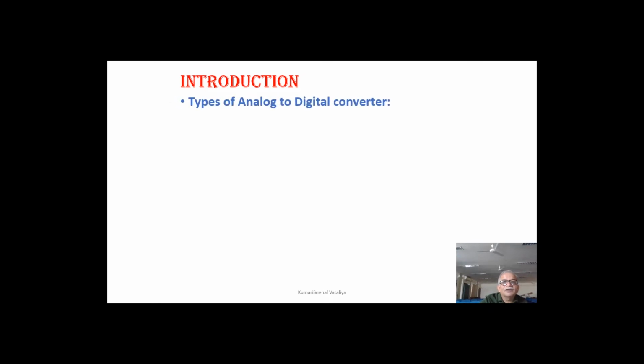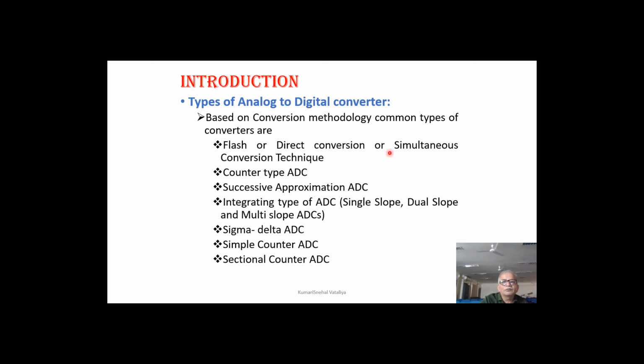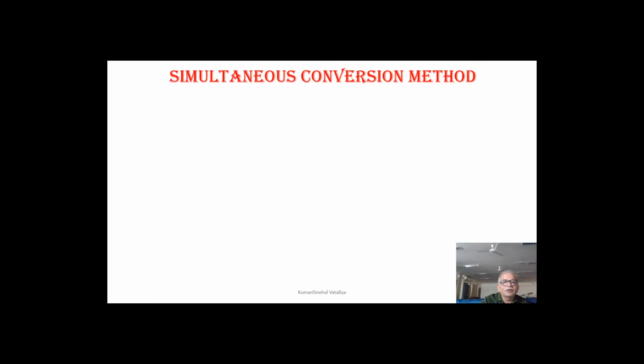Now types of analog to digital converters. Based on conversion methodology, common types of converters are flash or direct conversion or simultaneous conversion technique. This is the fastest. Then there is a counter type ADC which is very slow. Successive approximation ADC is comparatively faster. Integrating type of ADC, single slope and dual slope or multi slope ADCs, are extremely slow, the slowest but most accurate. Then sigma delta ADC, again very slow. Simple counter ADC is slow, and then sectional counter ADC is fast. So these are various types of ADCs which are available.